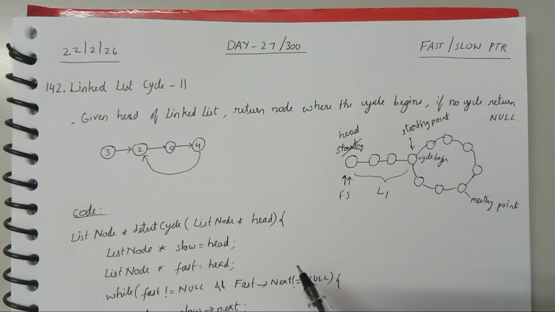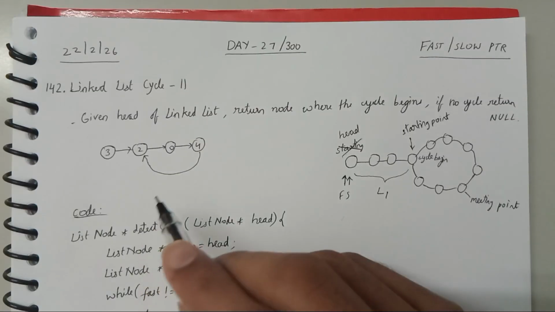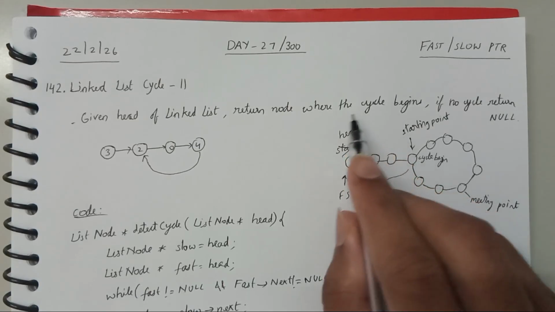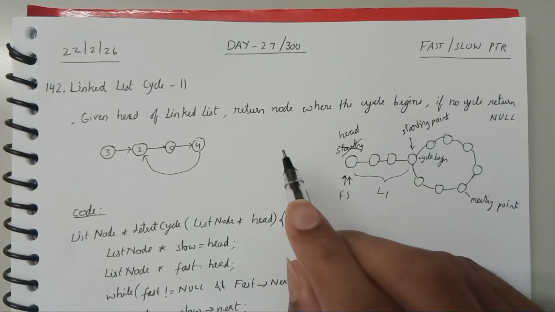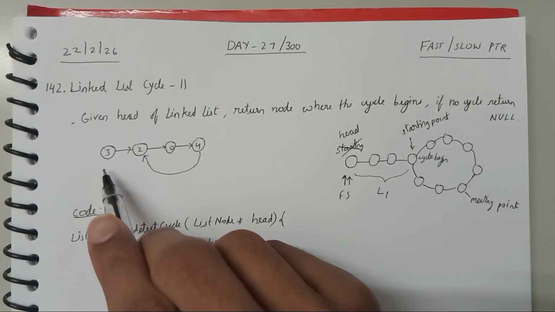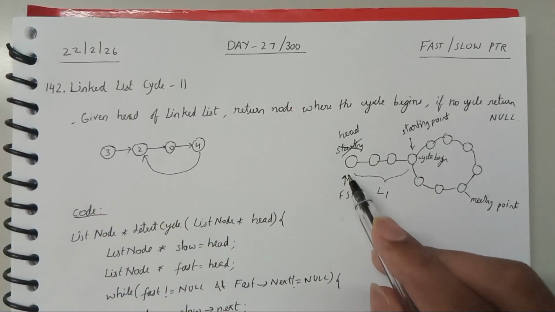So how do we proceed? We know that in these types of questions, the keyword is cycle, and we use the fast and slow pointer approach. So we start the fast and slow pointers from the head pointer.